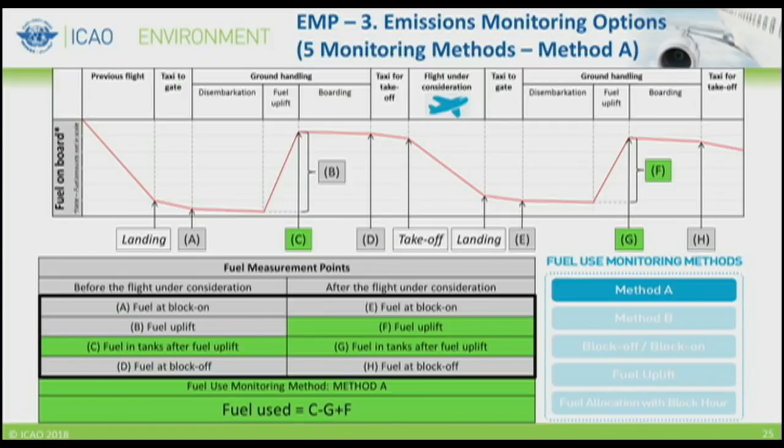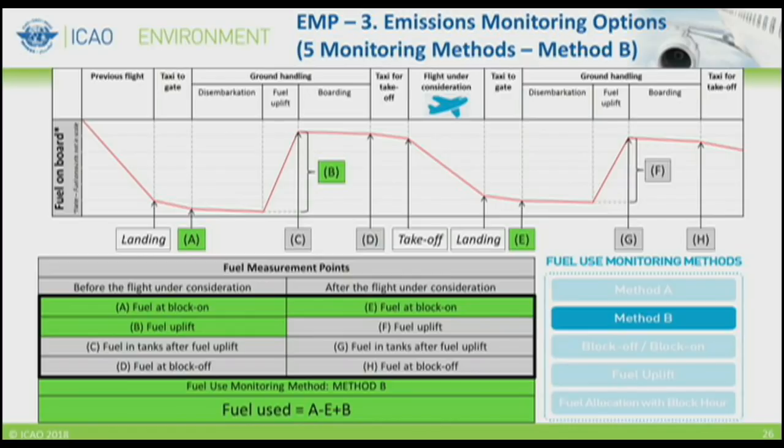And for the purposes of method A, the operator also needs information regarding the fuel uplift for the following flight. So we have the flight under consideration, we have fuel uplift information for that flight, and then we need information of the fuel uplift for the subsequent flight. And the formula is shown there on the screen. I also suggest consulting Appendix 2 of the SARPs, once the SARPs are available, for the formulas for each of these methods. So method A, fuel in tanks after fuel uplift.